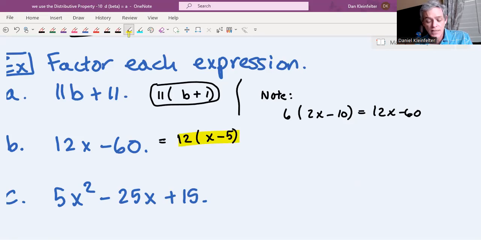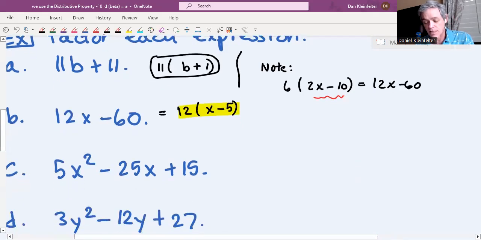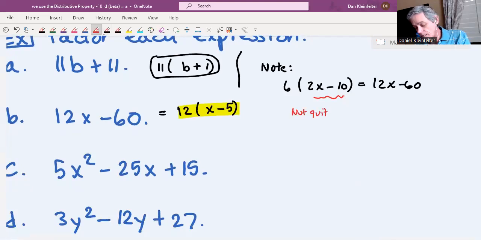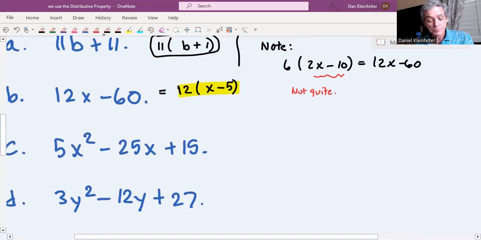else. Here, 6 times 2x minus 10, when you see this 2x minus 10 there, those two terms have 2 as a common factor. When you're factoring, you want to factor as much as you can. So you don't want to leave behind any factors, as I've done there. So this is not quite right. I mean, it's still equal, as I'd said, but when we factor, factoring is like simplifying. You want to go all the way with it when you can.